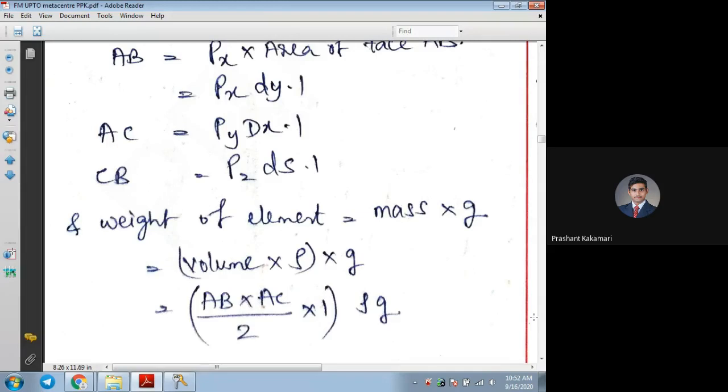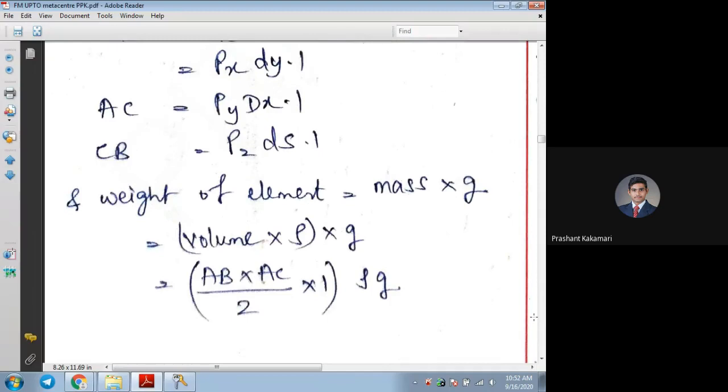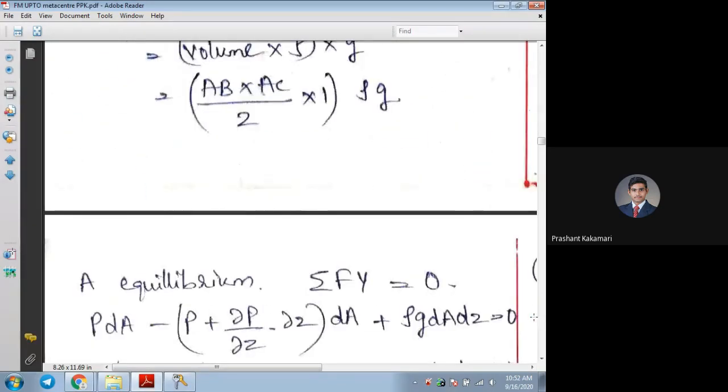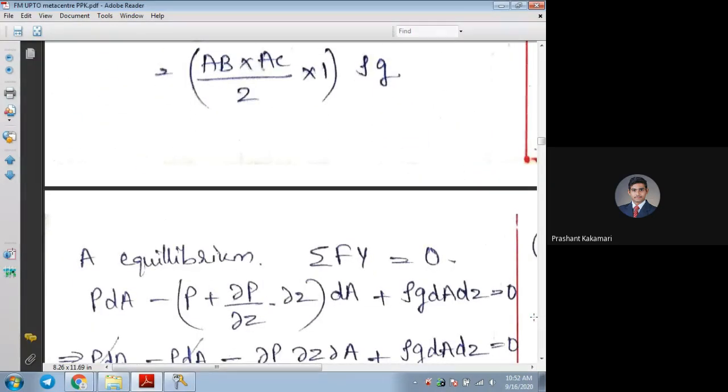I hope you are understanding. AB into AC by 2 is the triangular area, not the rectangular area. AB into AC is the rectangular area. If I take half, that will be exactly half of that rectangular area, into rho into g. This is the weight acting. And they write AB, AC in the form of theta also later.